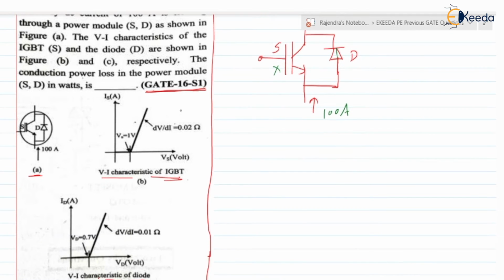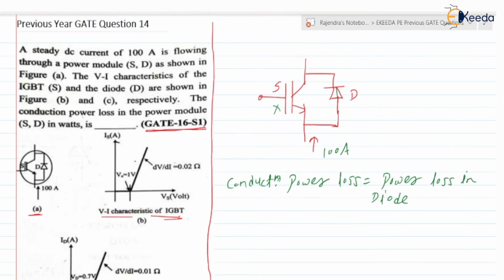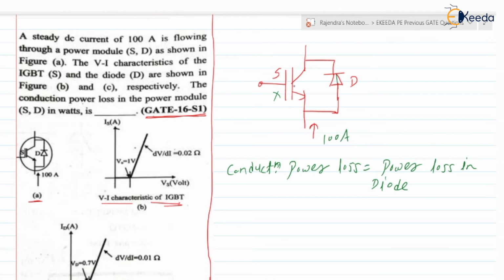So in this case, the conduction power loss is equal to what? The power loss in a diode only. Why is it only in the diode? Because the IGBT is not allowing any current. The IGBT is not carrying any current because the IGBT will not allow the reverse voltage. It means the IGBT is acting in the off state, or the IGBT is acting as an open switch.